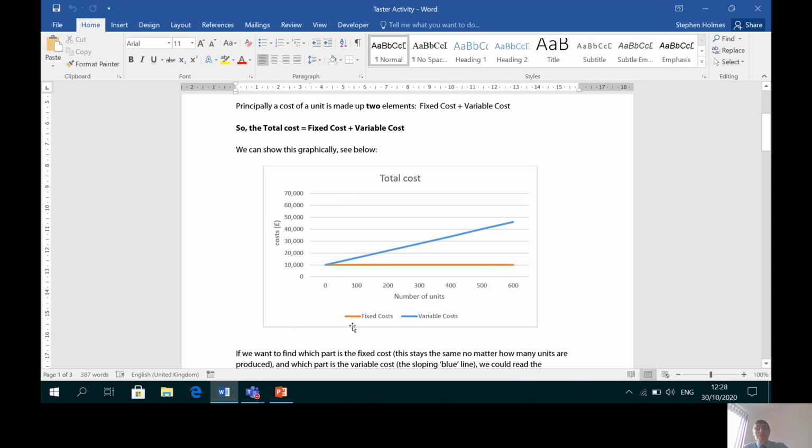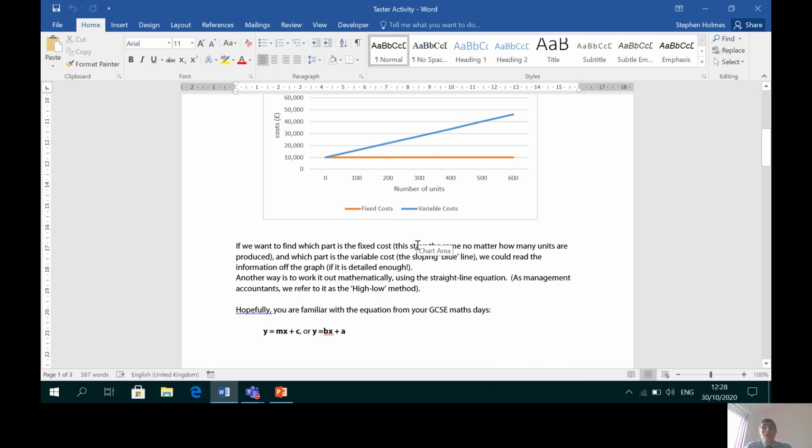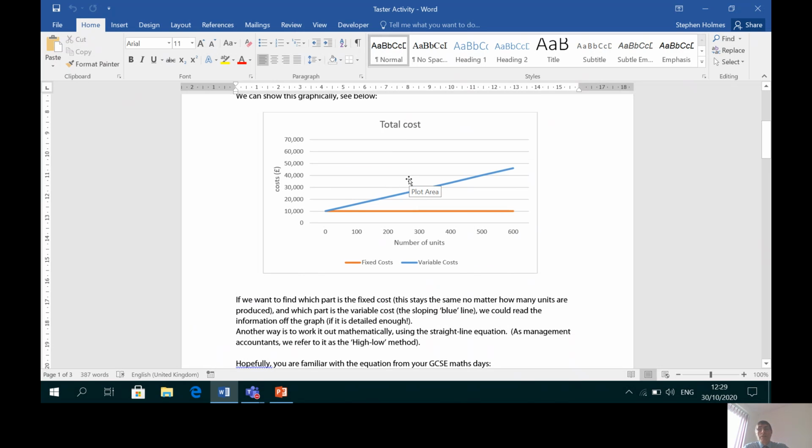In the graph, you can see the fixed costs, the red or orange line, is a horizontal line. So the costs stay the same no matter how many units are produced in total. And the variable cost is the diagonal line, and that is constant, and that stays the same per unit. So if we want to find out which bits of the cost structure is fixed and which bit is variable, we can use a graph, and if it's detailed enough, we can pick off the figures from that.